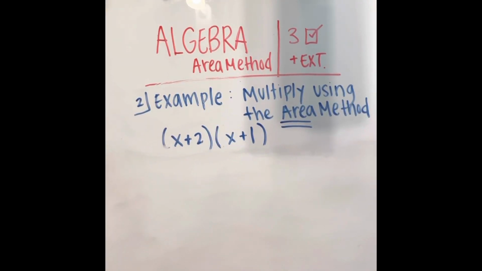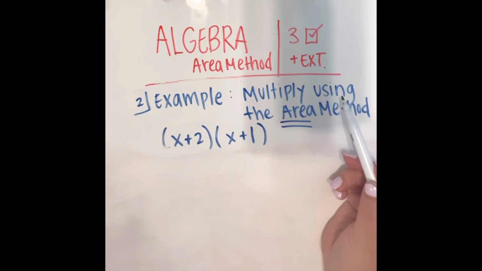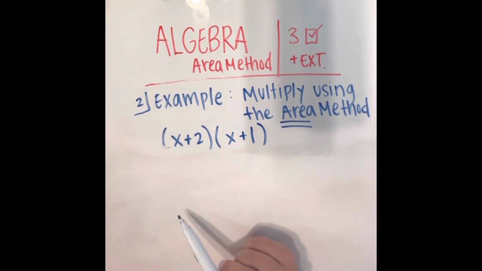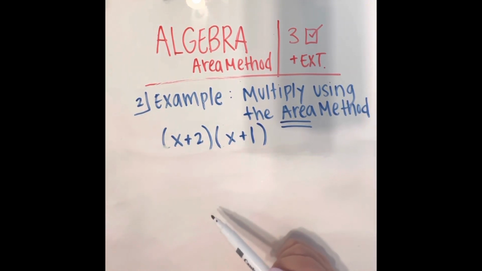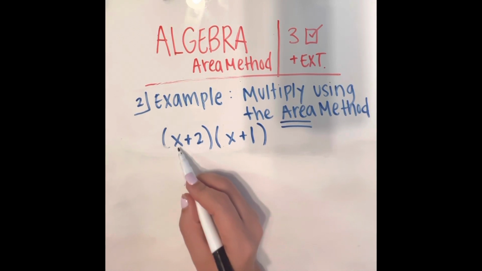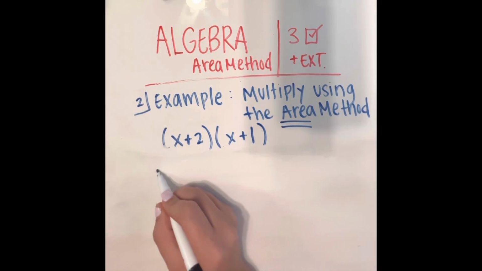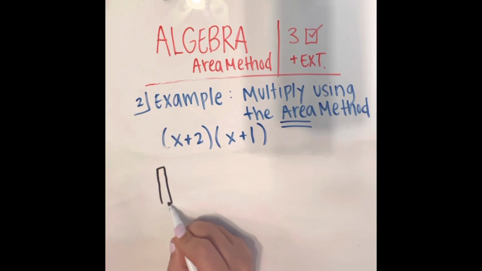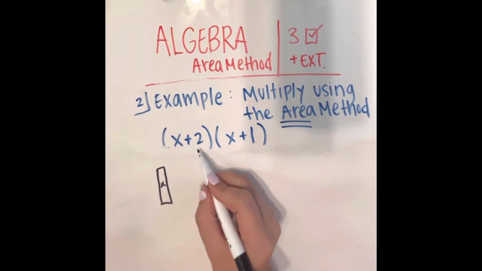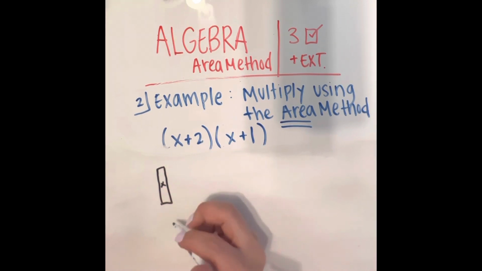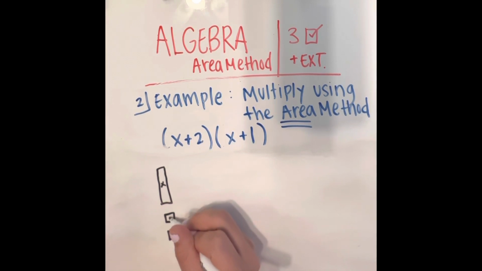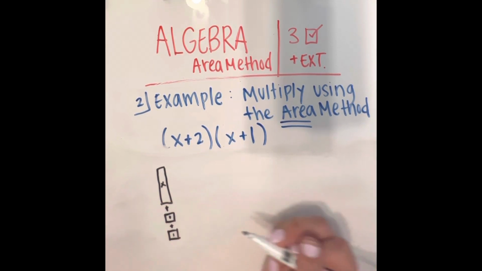All right, so we're going to go ahead and do our first example. We want to multiply using the area method. What that means is that we're going to use those algebra tiles that we learned previously to multiply these two binomials. So we're going to include these algebra tiles. What we want to do is first include that x, right? So our x algebra tile looks like that. And then we're going to include our 2 units. So we have a unit of 1 and another unit of 1. So we have x plus 1 plus 1.